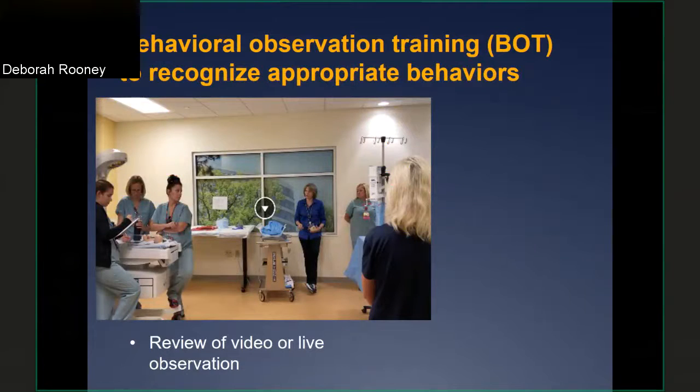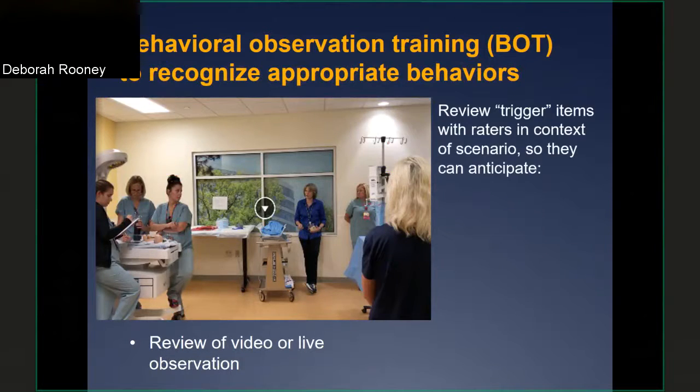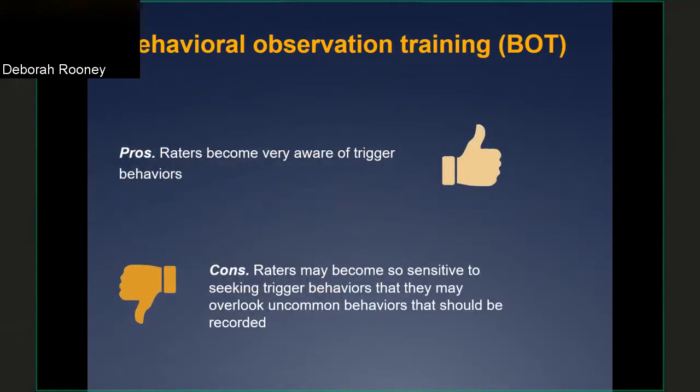Finally, behavioral observation training. What we do here is we review videotape or live observation, and the focus is a bit different. It reviews the trigger items with the raters in the context of a particular scenario, so they can anticipate these triggering items, so they can describe the behavior, the magnitude, and the frequency of what those triggering items are.